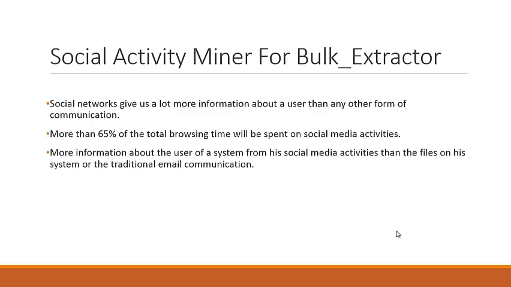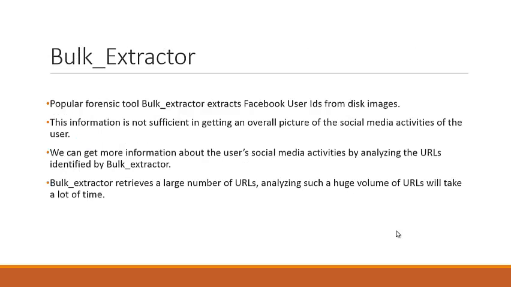It's a known fact that social networks give us a lot more information than any other form of communication. In a recent study, it was found that over 65% of total browsing time is spent on social media activities. So it is evident that we will get more information about the user of a system from his social activities than from any other form of communication, including traditional email communication as well as the files on a system.